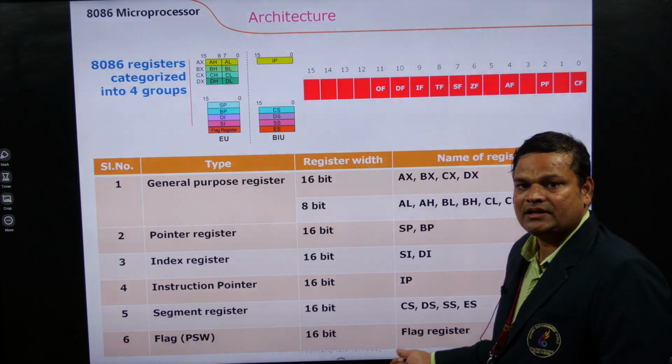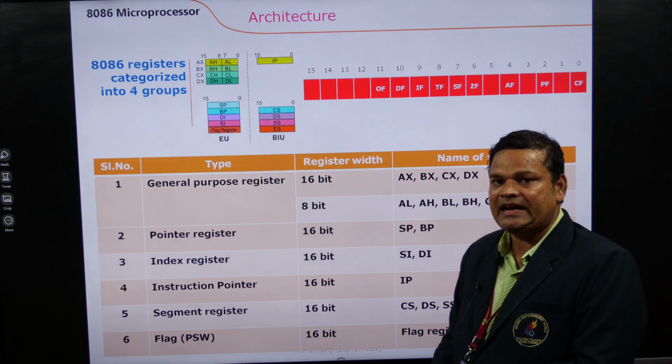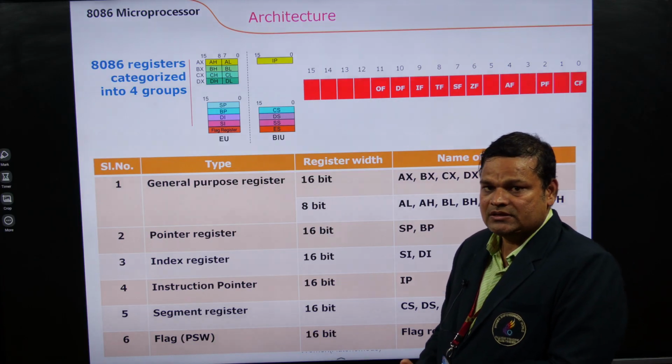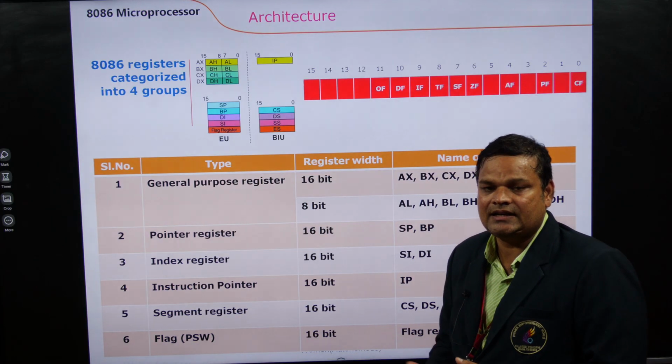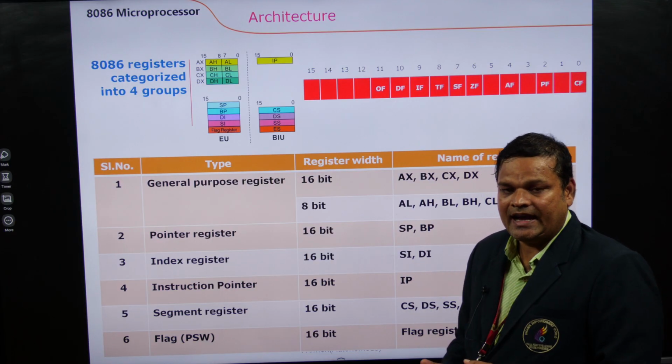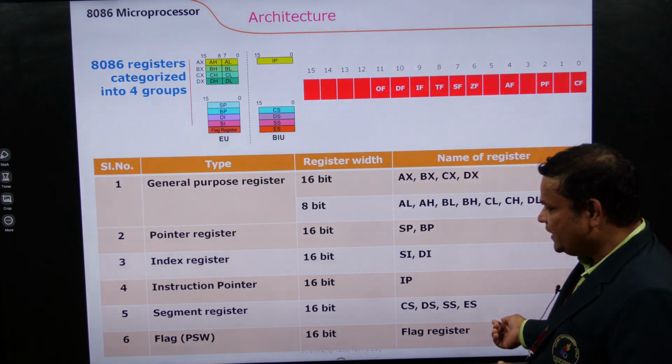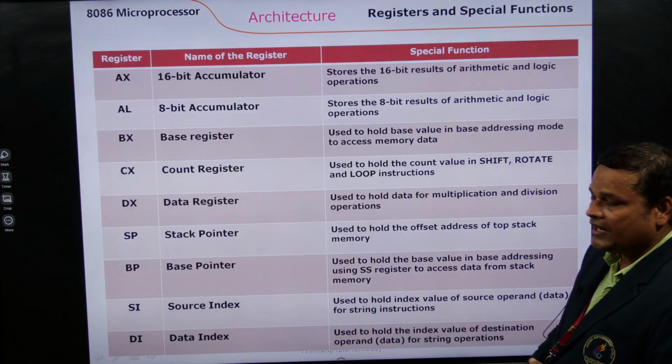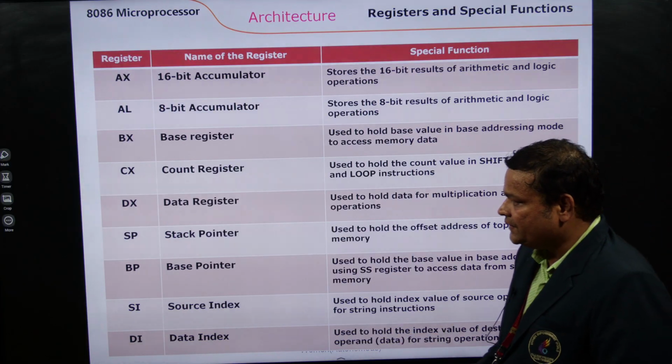Flag register is nothing but a program status word which indicates the status of the program. So whether the result is overflowed, or any carry is generated, or whether there is an even number of ones or an odd number of ones, that is going to be indicated by the flag register.